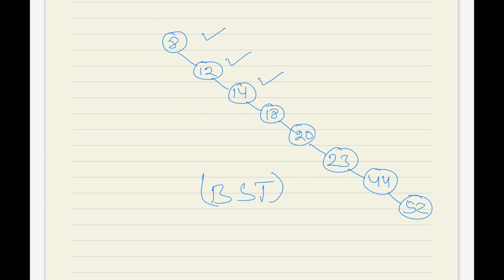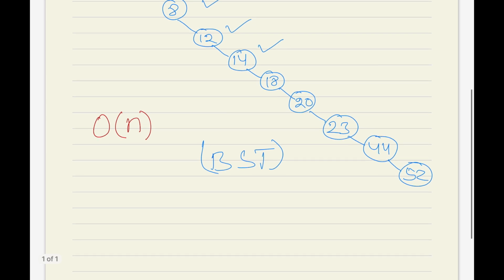Similarly, to locate 52, it requires 8 comparisons. This one is 1, 2, 3, 4, 5, 6, 7, 8. So, 8 comparisons are required to locate 52, or if we generalize, the number of comparisons is order of n for n elements. If there are n elements, the total number of comparisons is order of n.